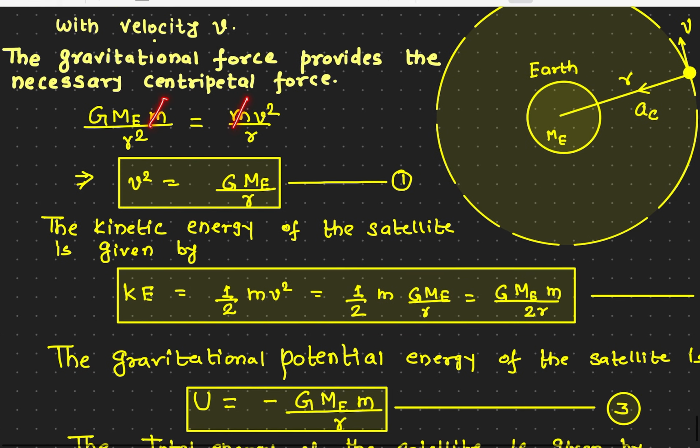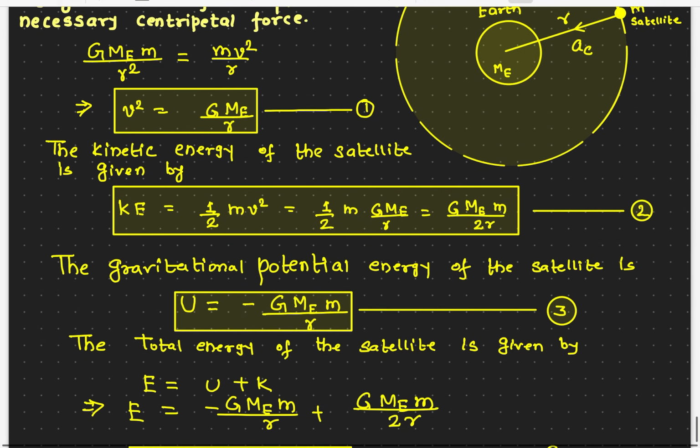So the mass and mass cancels out. If we solve for the speed of the satellite, that's the equation we get. Once we know the speed, we can calculate the kinetic energy. The kinetic energy would be half mv squared. That's the formula for the kinetic energy. And we have found the equation for v squared. So simply plugging in v squared as this value here, we get the kinetic energy equation, G Me m over 2r.